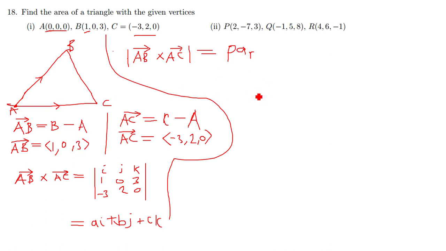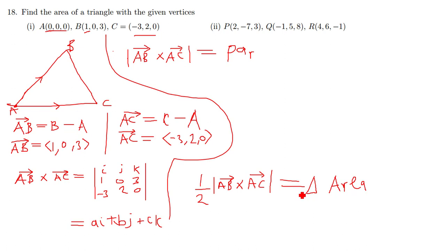Okay, so now to find the area of a triangle, we said you just find half of the area of a parallelogram. So we say half times the magnitude of AB cross AC. So this is the area of the triangle that you've been asked to find. Yes, so this is basically how simple these things are.